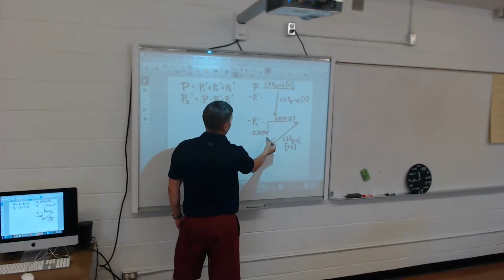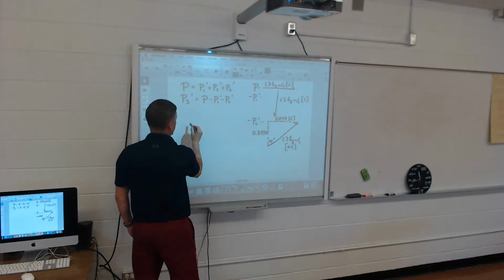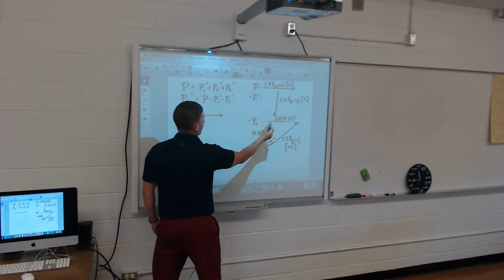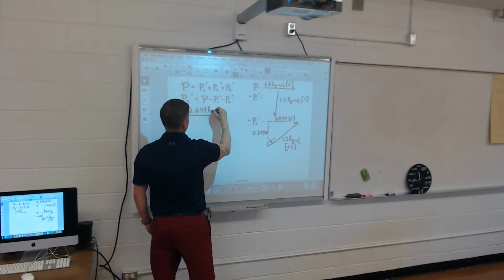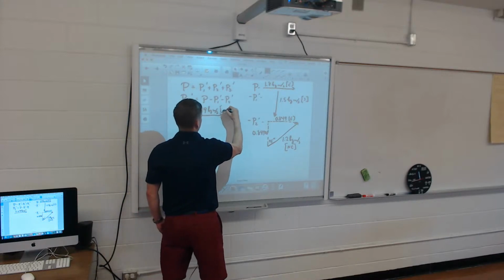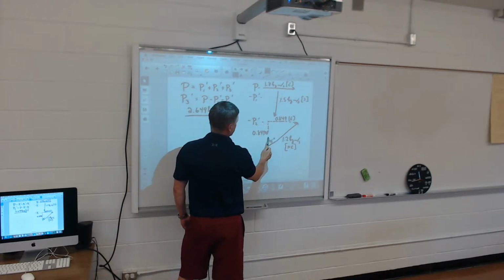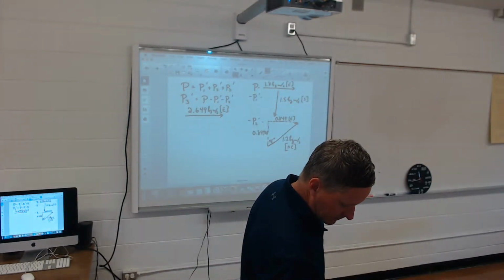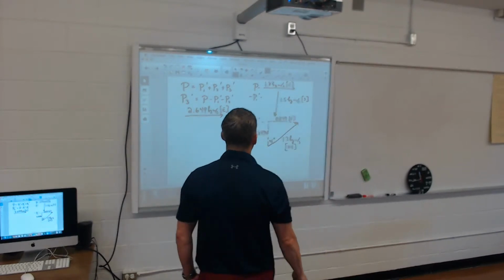So I've got north and south, and I've got east and east. So I know it's going east. Add these together. Subtract this because this is moving south. So 1.5 minus 0.849, so 0.651.